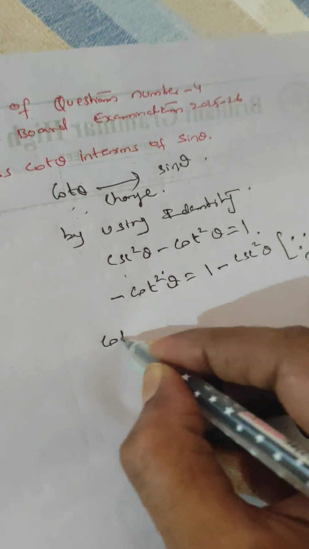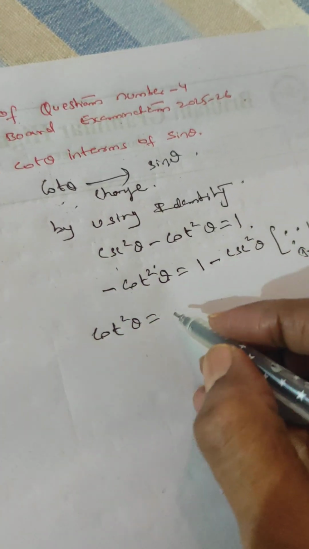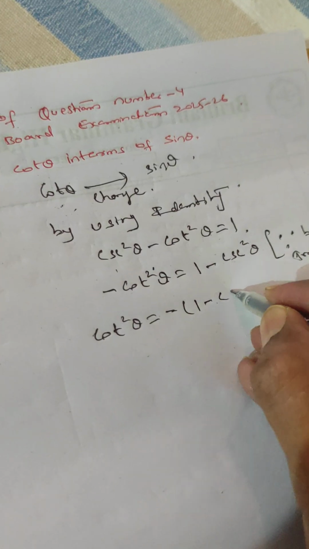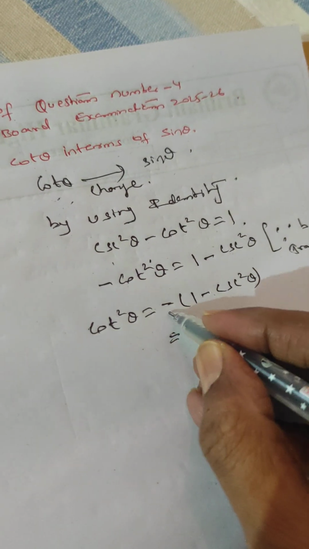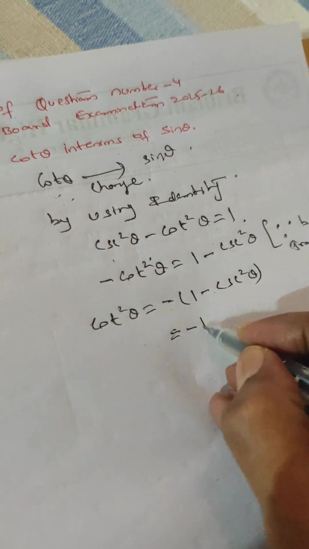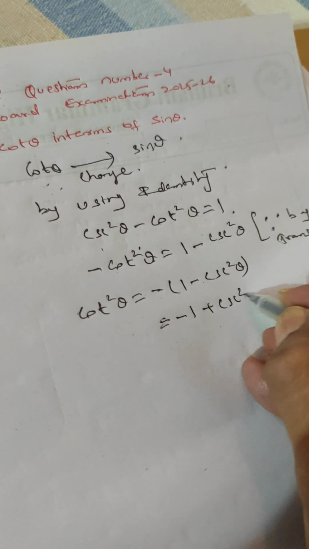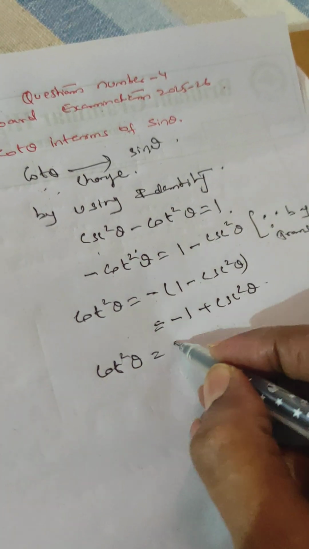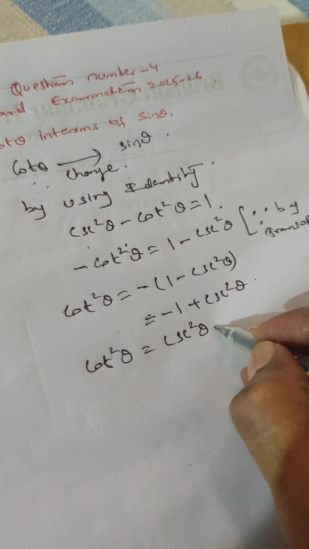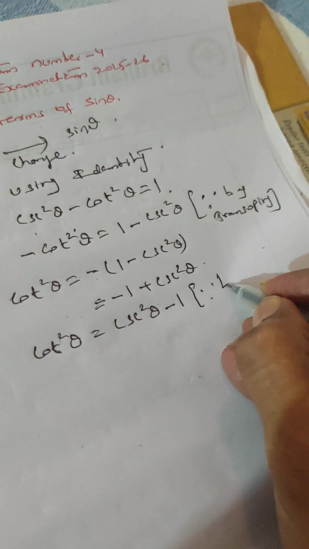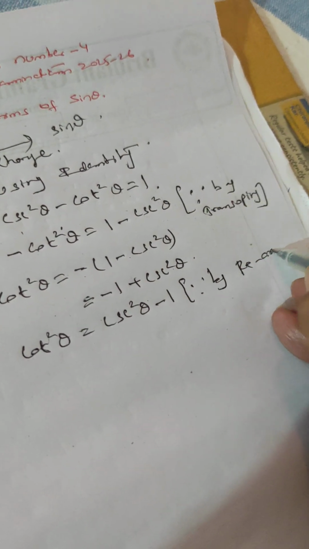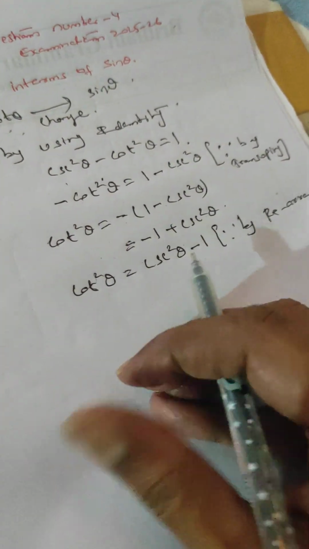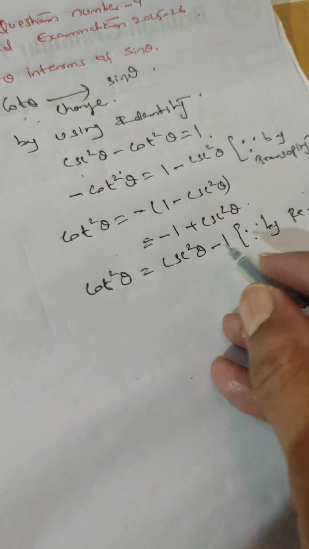It becomes cot square theta equals, when I multiply the RHS with minus, 1 minus cosec square theta becomes minus 1 plus cosec square theta. So it can be modified as cot square theta equals cosec square theta minus 1, by rearranging.